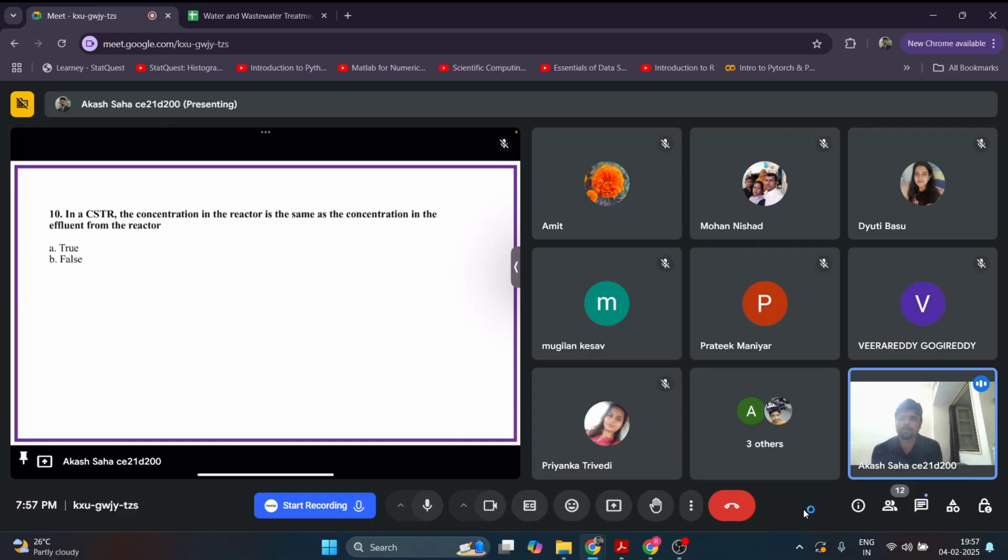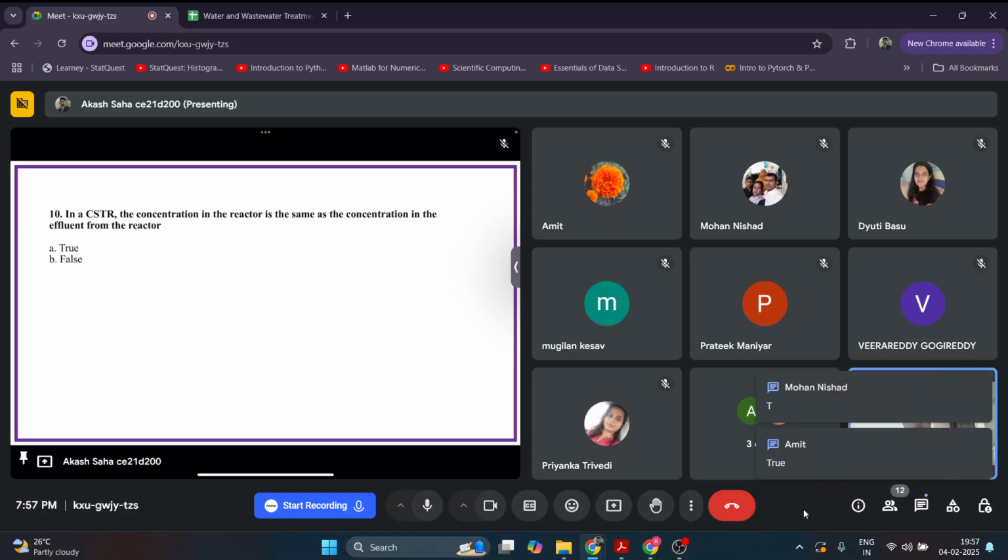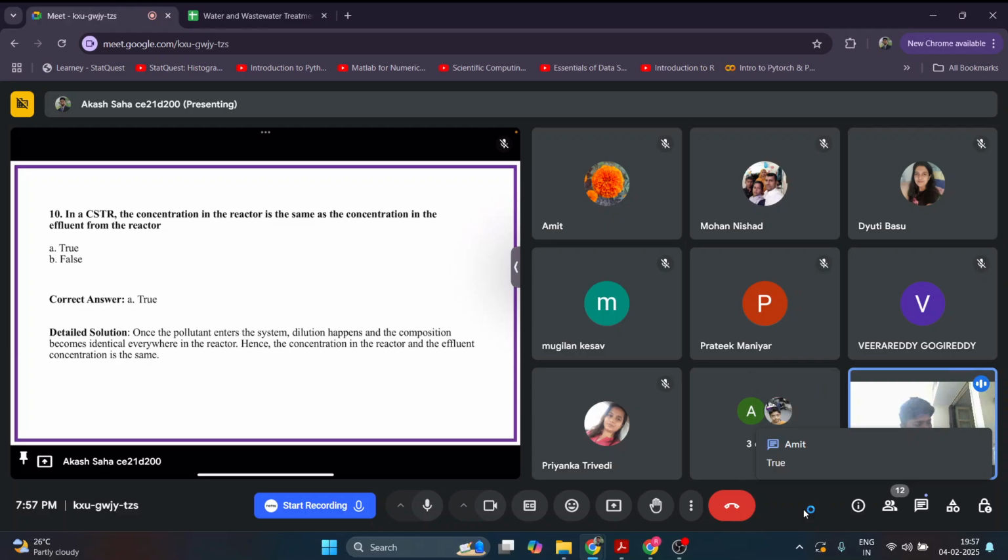Again, a similar question: in a CSTR, the concentration in the reactor is the same as the concentration in the effluent of the reactor. Is it true or false? Answer it quickly. True, definitely true. We have discussed it again and again. Dilution happens and the composition becomes identical everywhere because of perfect mixing conditions.